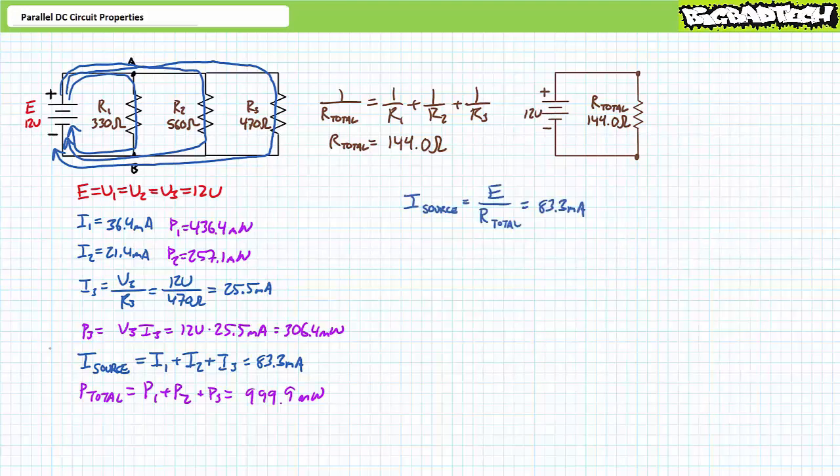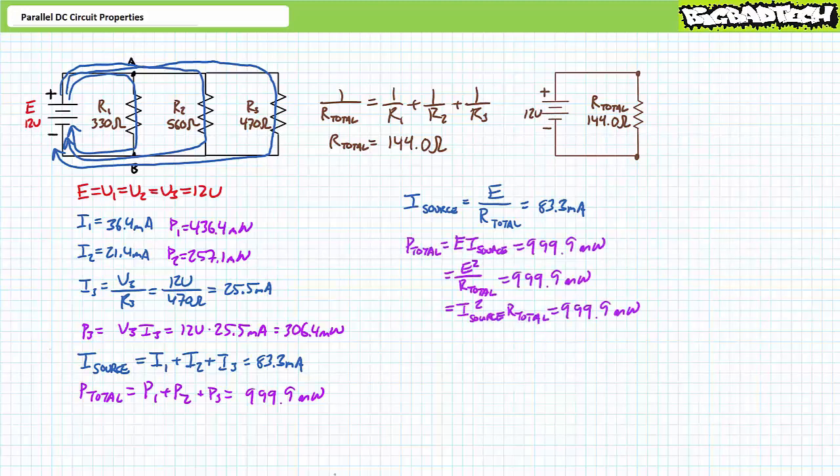Making use of this simplification, an application of Ohm's law confirms that the 12-volt source would indeed push roughly 83.3 milliamperes of current through this system. An application of any and all the permutations of the power equations to the simplified circuit confirms the source provides roughly 999.9 milliwatts of total power to this system.